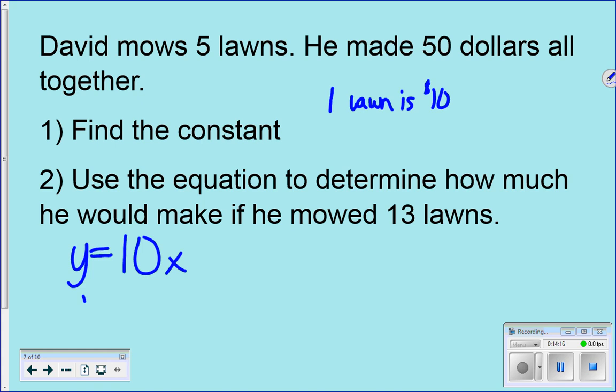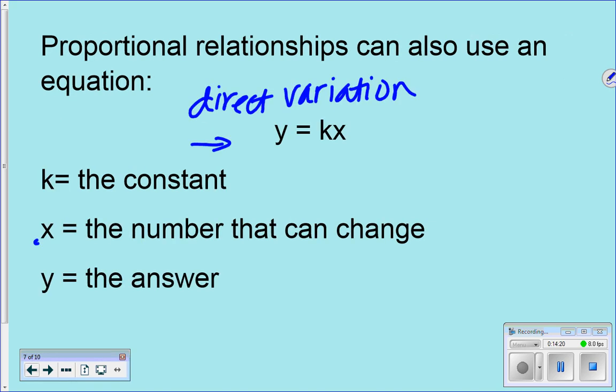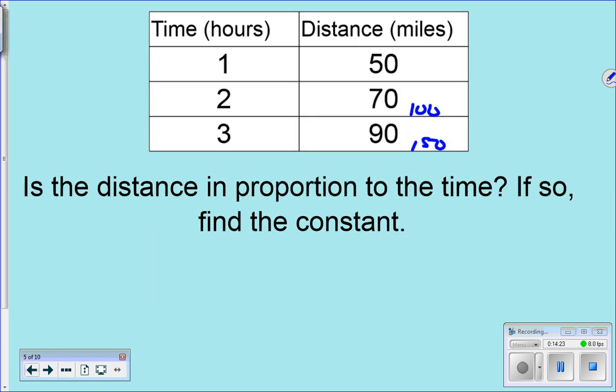Here's the thing. If something is not in proportion, let's say I go back to this one. Pretend it's not in proportion. I cannot write an equation for it if it's not in proportion. Because what do I not have? I don't have a constant. It's not constantly going up by the same thing. So if it's not in proportion, guess what? You can't write an equation for it. First thing you need to check, am I in proportion? If it is, then you can write something.